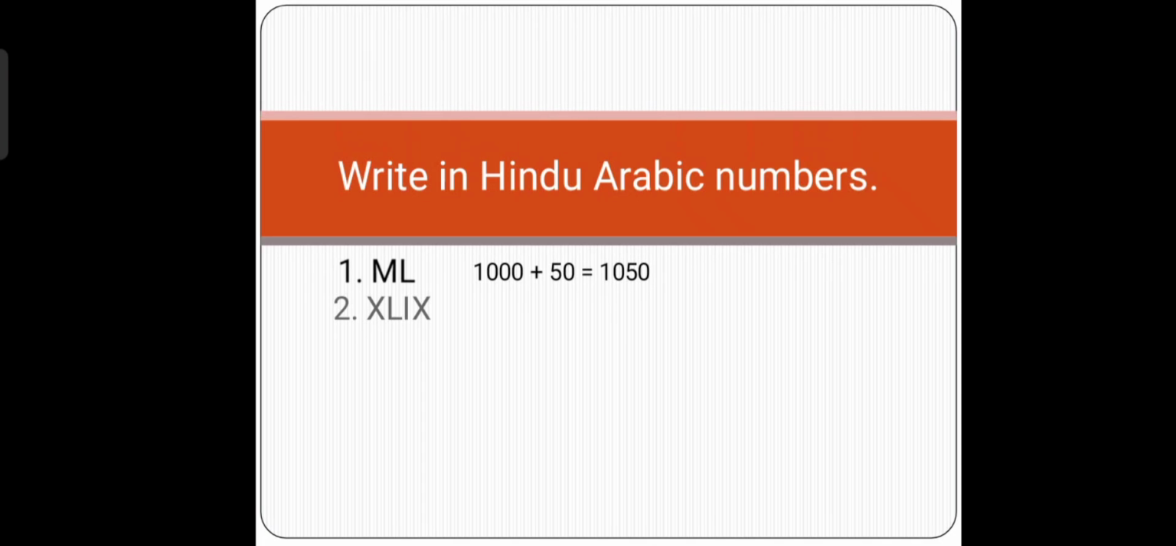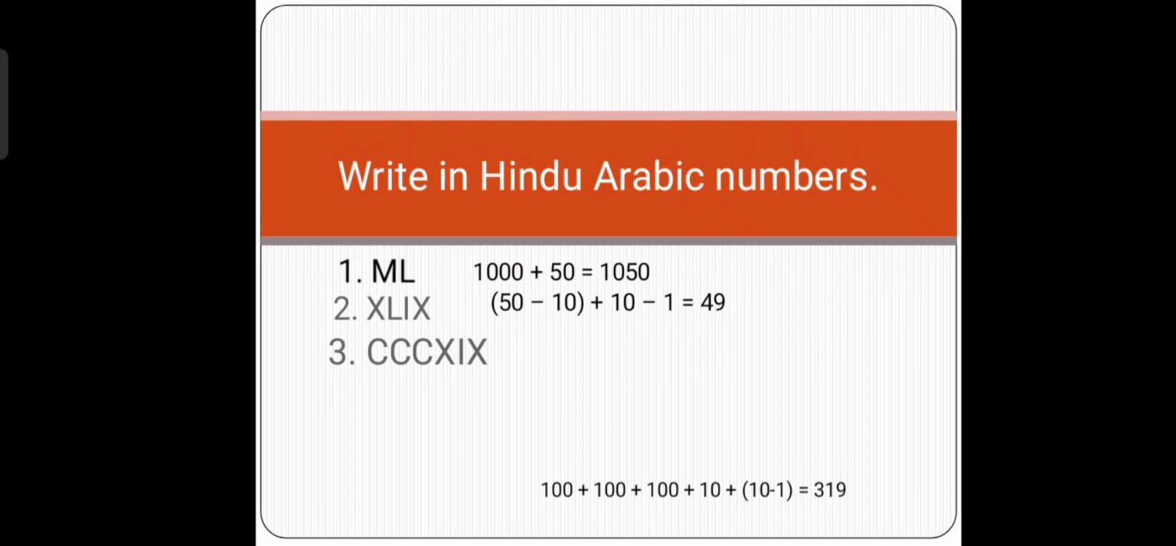Okay, 49. How about that? Okay, we have our 100 plus 100 plus 100 is 300. Plus X, which is 10, and then IX, which is 9. The value is, adding all that value, 390.